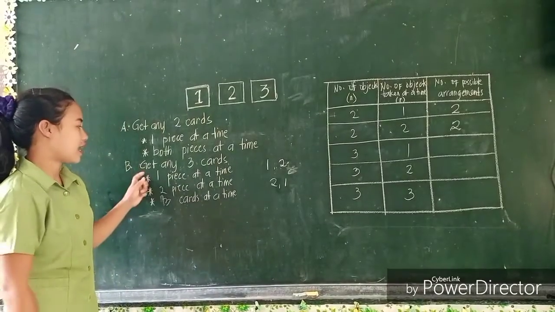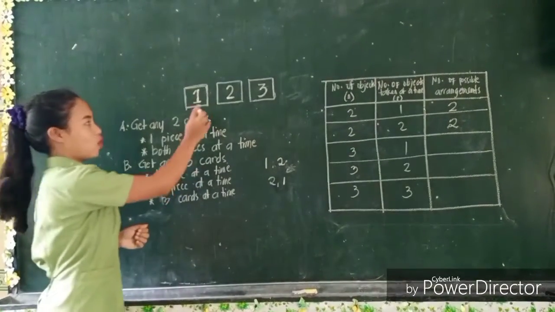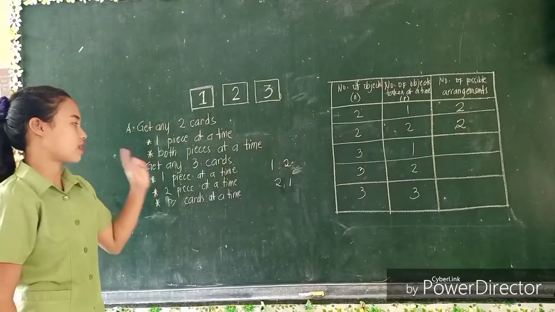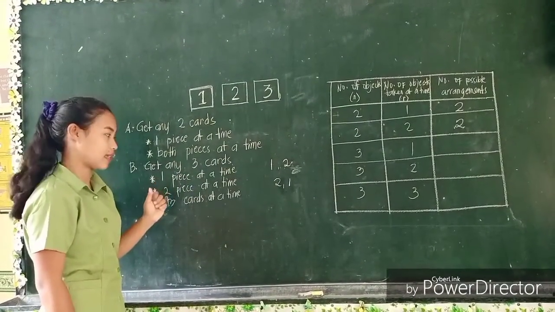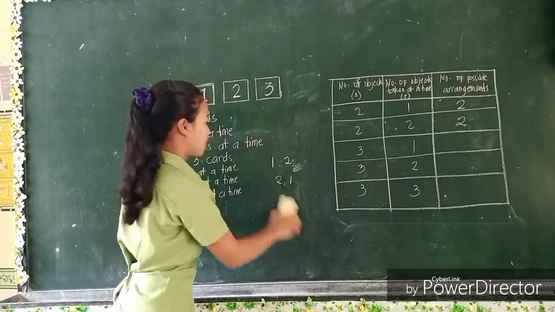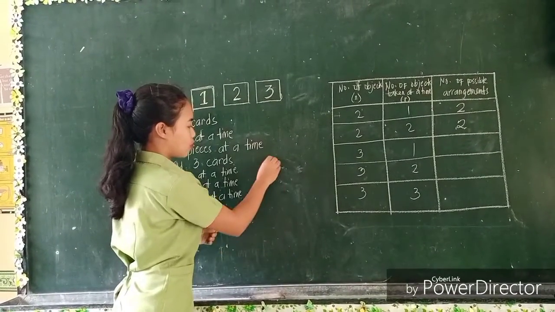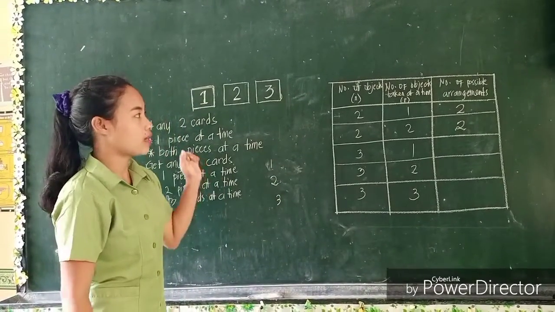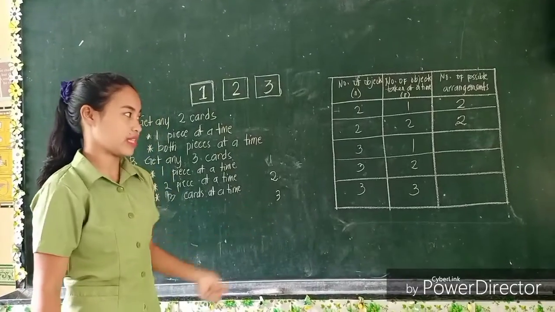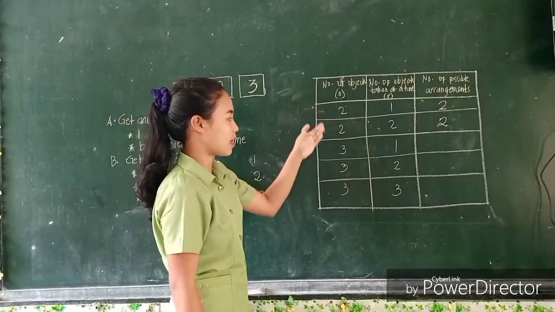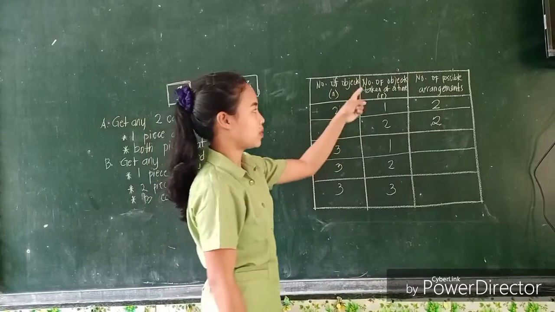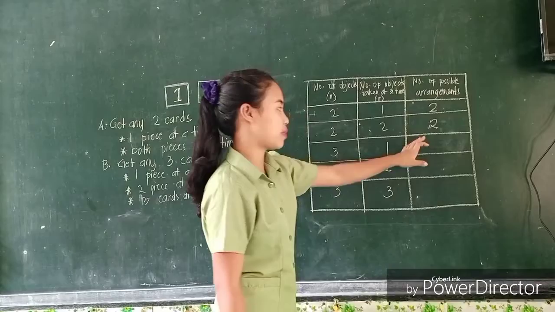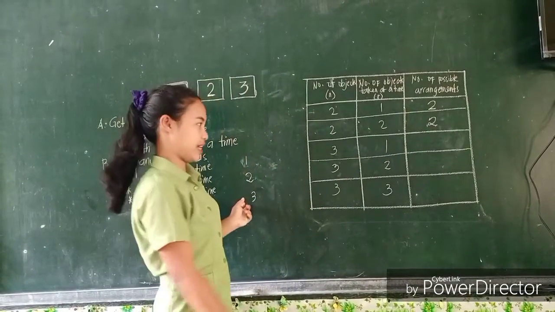Next, get any 3 cards. So we have 1, 2, and 3, for example. Arrange these 3 cards one piece at a time. So there are 1, 2, and 3. There are 3 possible arrangements. The number of objects is 3, and the number of objects taken at a time, our r, is 1. Then the number of possible arrangements is 3.